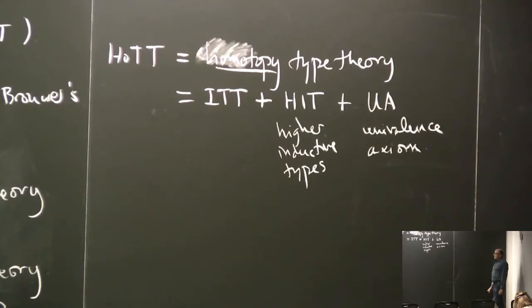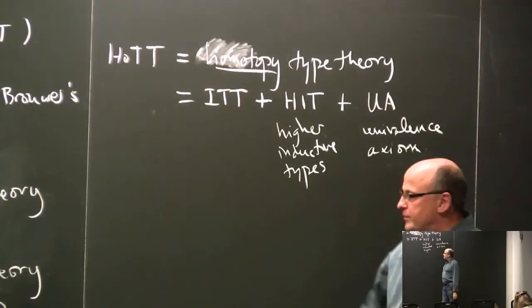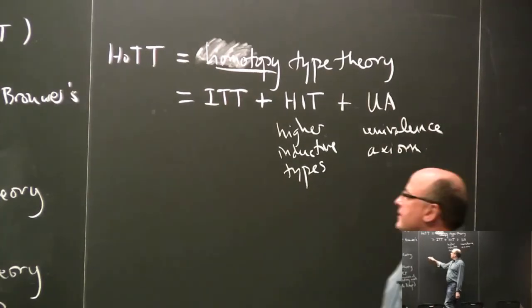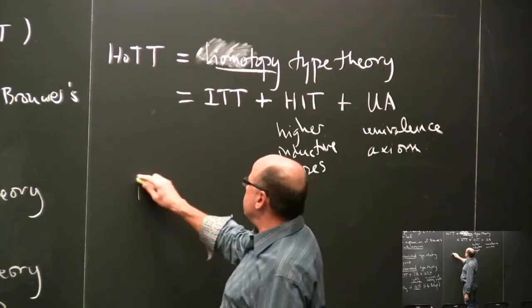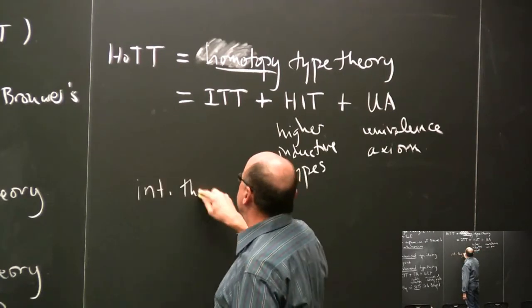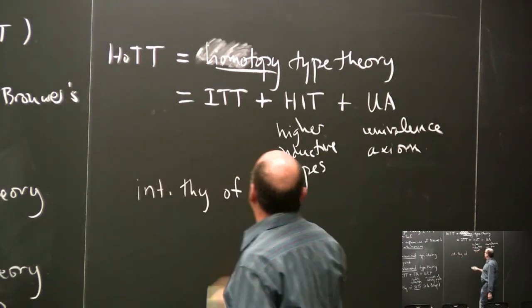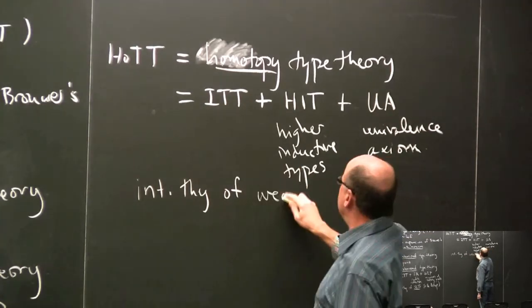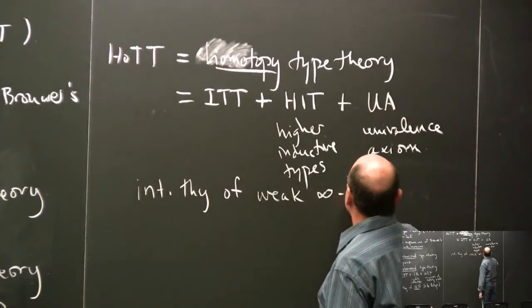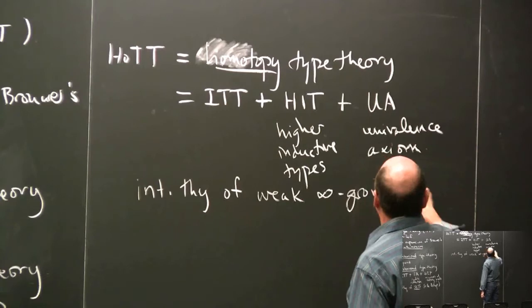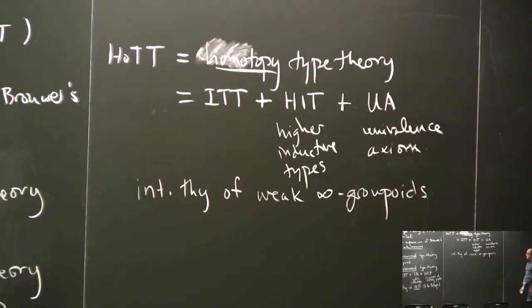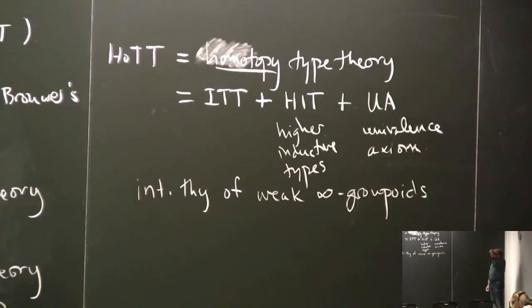gist of it, okay? And the idea here is, if ETT is an intuitionistic theory of sets, then HoTT is a kind of intuitionistic theory of what are called, scarily enough, weak infinity groupoids. Uh-oh. All right, this sounds bad, okay? But it's actually not that big a deal, and I'll explain that.